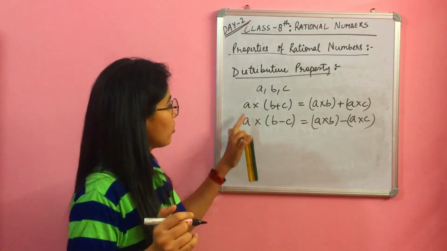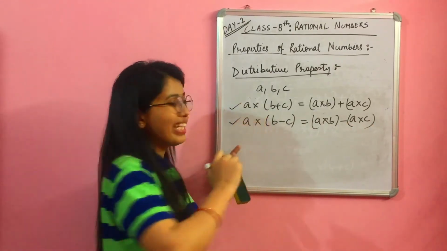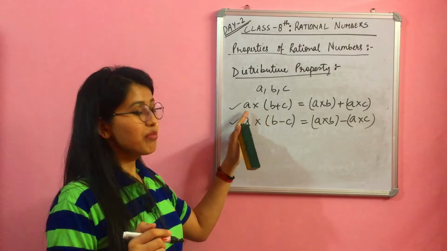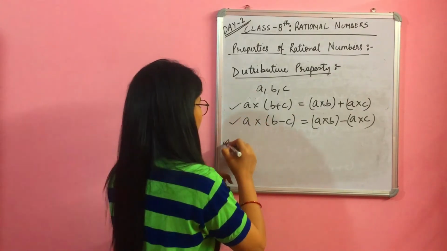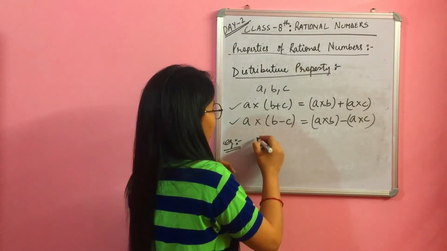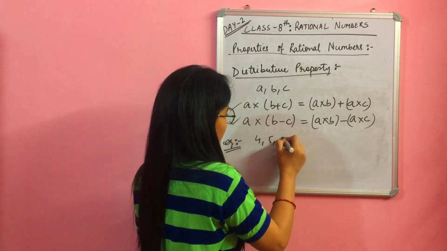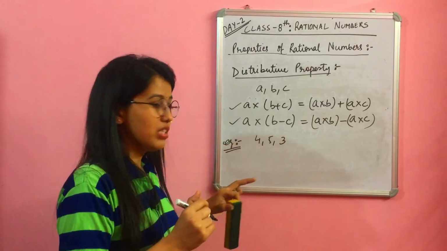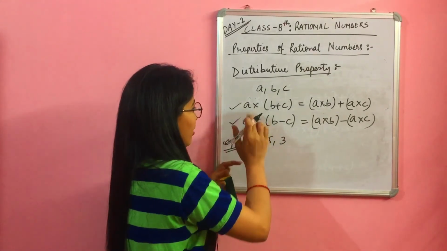Okay, so these are the two properties. We can prove them by taking an example. अगर हम example लेके इसको prove करने की कोशिश करते हैं, let us say we are having three natural numbers 4, 5 and 3. Let us see the first property.